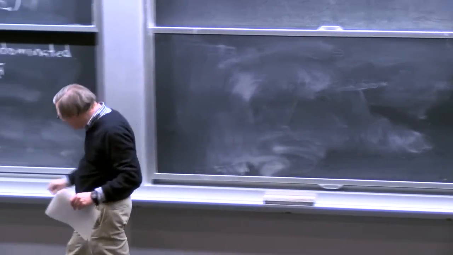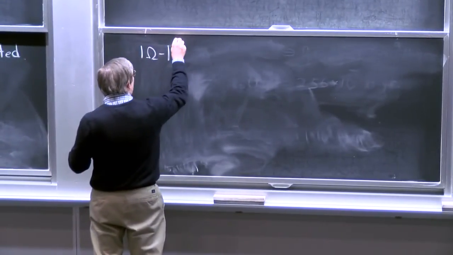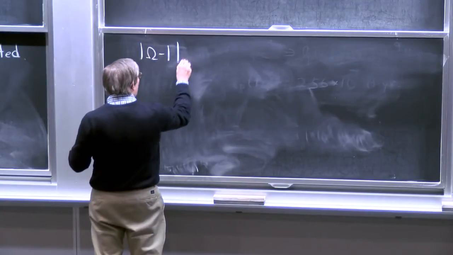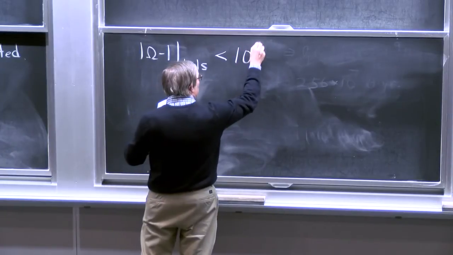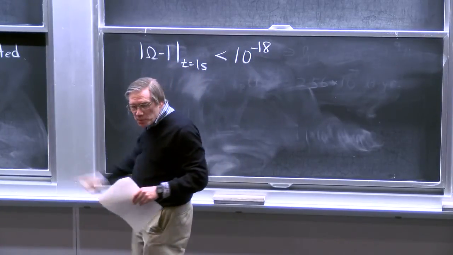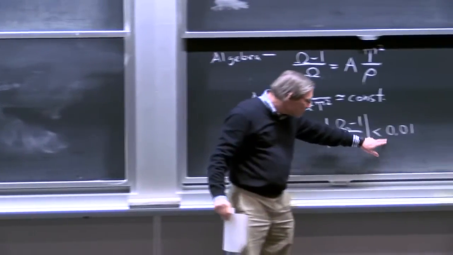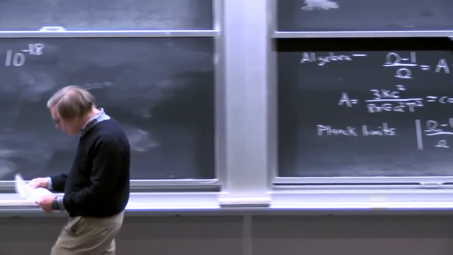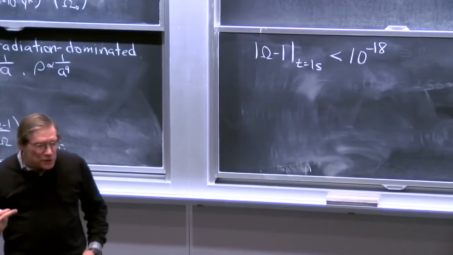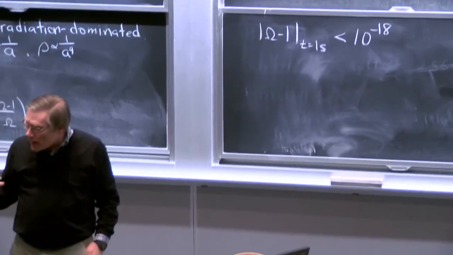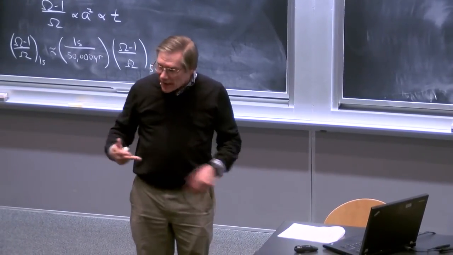And when you do that, putting it all together, you ultimately find that omega minus 1 in magnitude at t equals 1 second is less than about 10 to the minus 18. And this is just putting together these inequalities and using the Planck value for the present value, or the Planck inequality. So 10 to the minus 18 is a powerfully small number. What we're saying is that to be in the allowed range today, at 1 second after the Big Bang, omega had to have been equal to 1 in the context of this conventional cosmology to an accuracy of 18 decimal places.